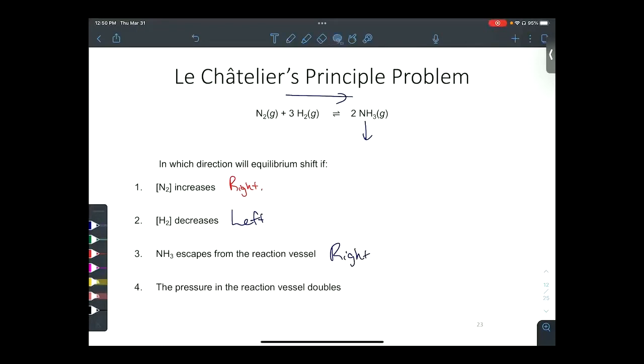All right, this one's a little bit different. The pressure of the reaction vessel doubles. The pressure doubles. This one's a little bit tricky. So I want you to note here all of the reactants and products, they're all gases. So if the pressure inside the vessel doubles, the equilibrium wants to relieve itself, right? So we need to think about what side of the reaction will help relieve the increase in pressure that we put on the reaction?